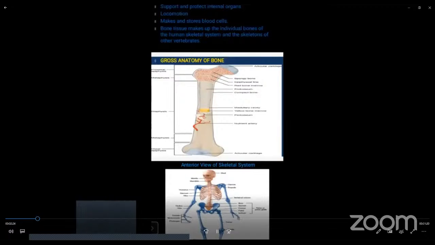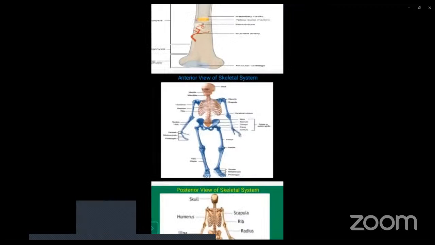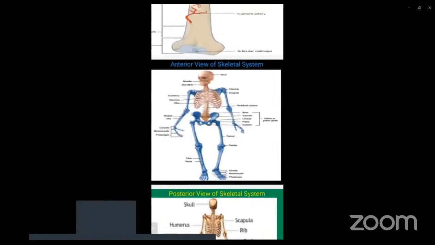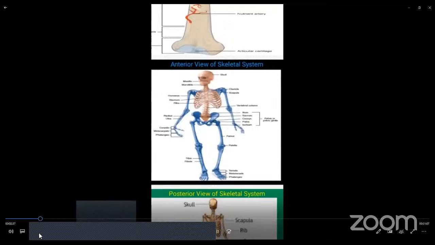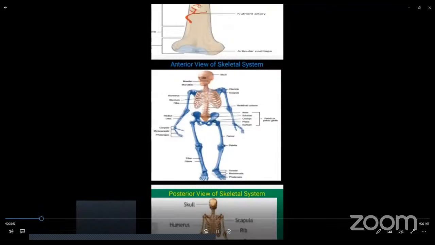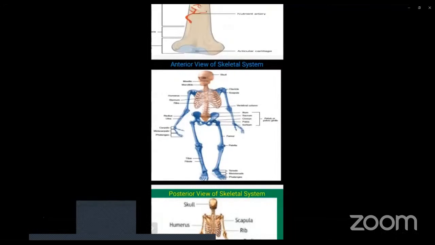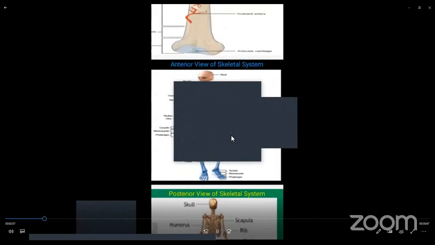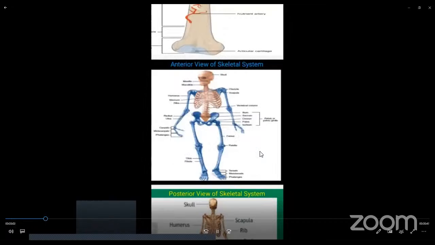Next you can see the anterior view of the skeletal system. At the top you can see the skull. Starting from the top, the first one is the skull. Then just above the teeth you can see the maxilla bone. Then you can see the chin, and the chin is located in the mandible bone. Then you can see the clavicle, that is nothing but your collarbone.